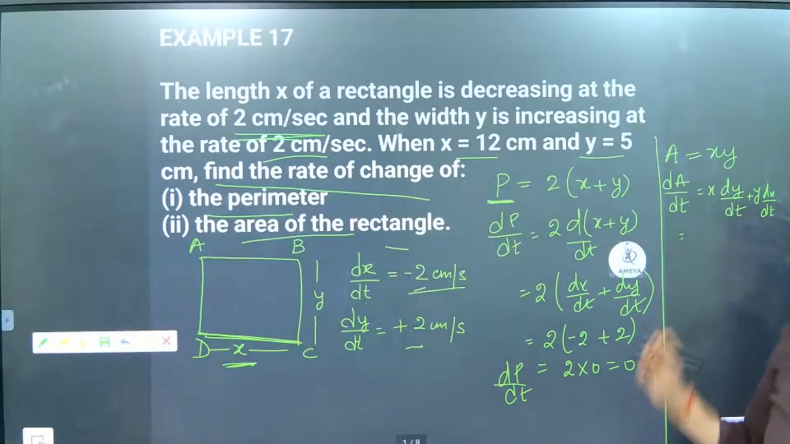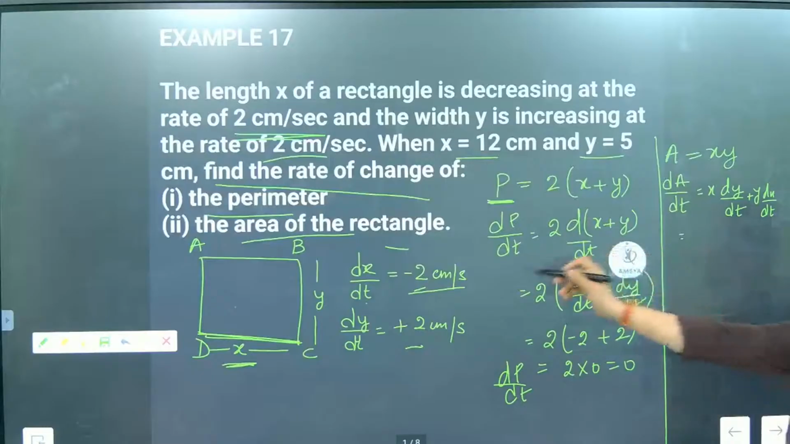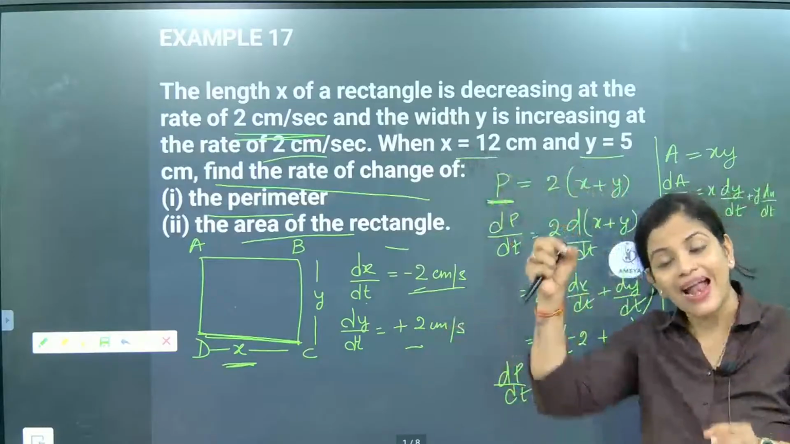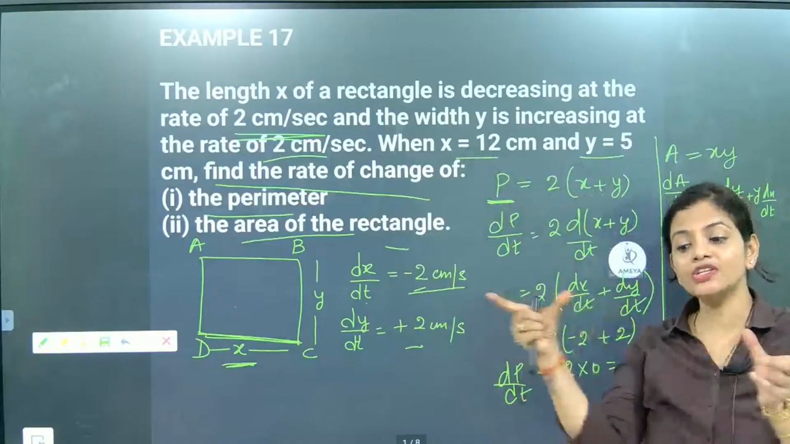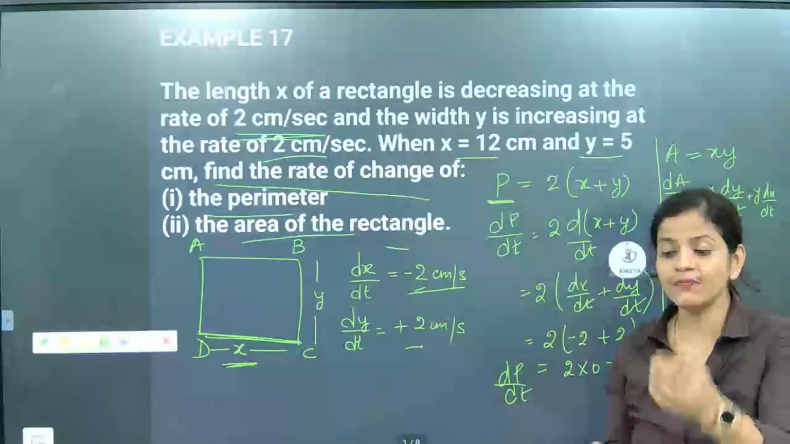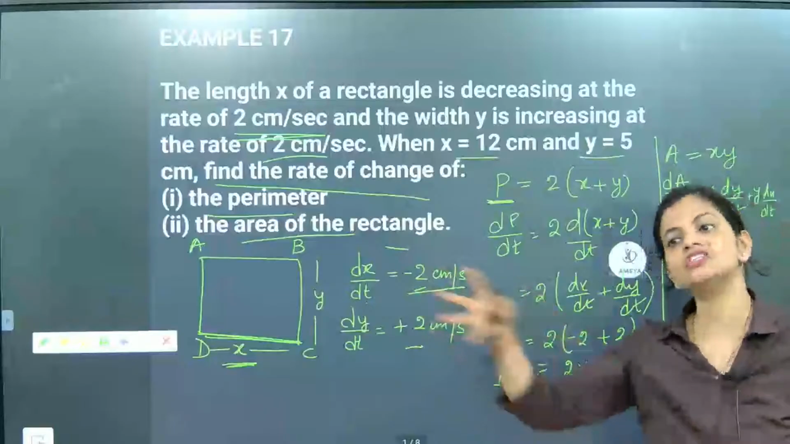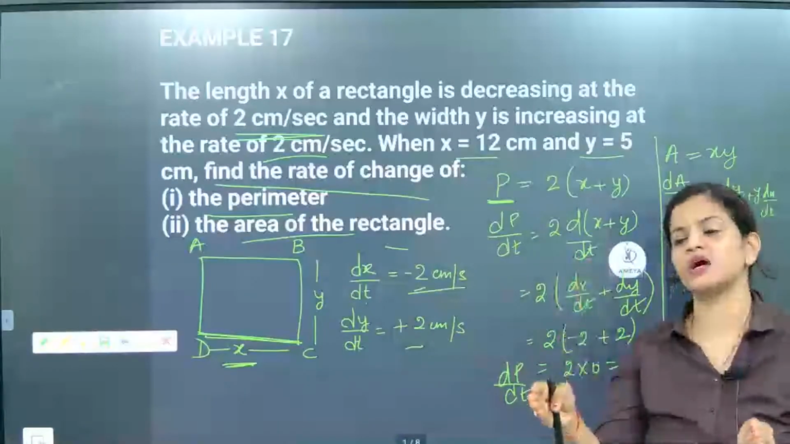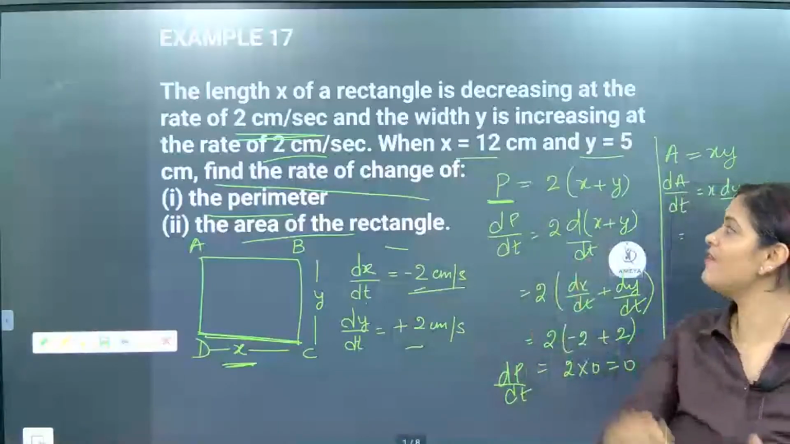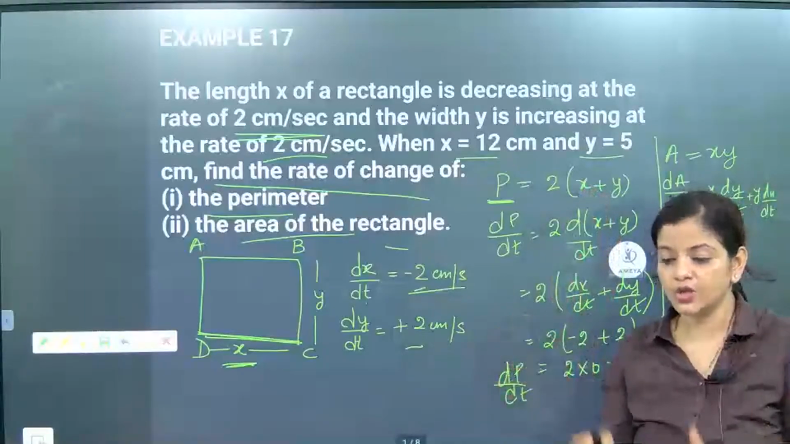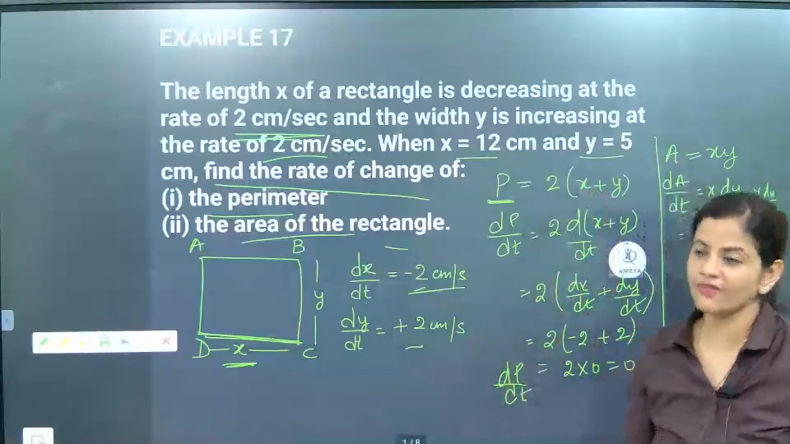Now look here beta. When you are writing x, the value of x will be what? Now the area is changing, but at an instant when you are changing the area, at that time you have to take x as 12. It means at the time it is changing, there will come a phase when x will become 12 and y will become 5. Understood? Come on, go for it.